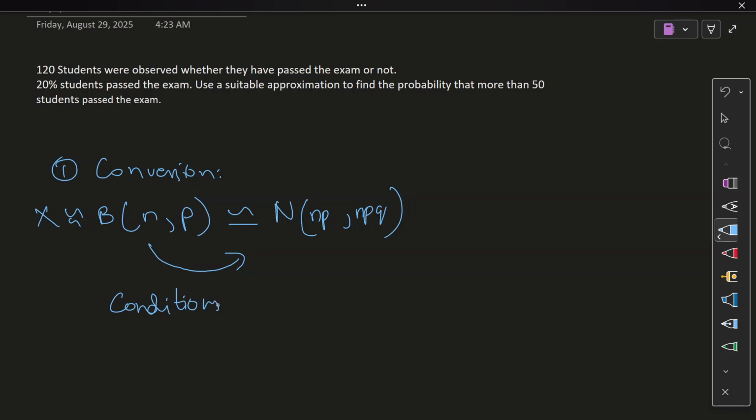I would urge you to show this in your exam as well. The first thing you're going to do before you show this notation is write the condition: n times p, you're going to multiply this, and this should be greater than 5. If this is met, you can proceed.